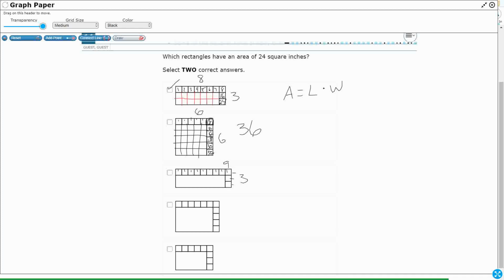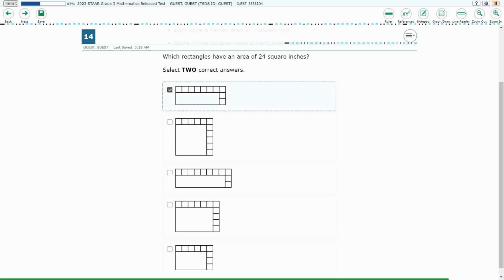That's 36. It's 27. 1, 2, 3, 4, 5, 6, 7. 1, 2, 3, 4, 5. 7 times 5 makes 35, so that's not going to work. So let's hope it's this one. 1, 2, 3, 4, 5, 6 times 1, 2, 3, 4. Yeah, 6 times 4 makes 24, so it's going to be my first and my fifth option.